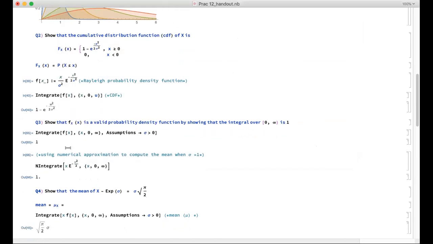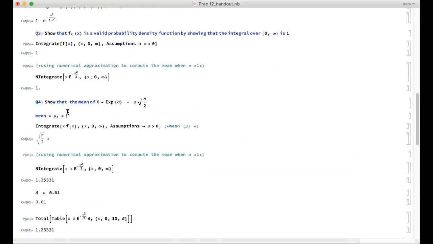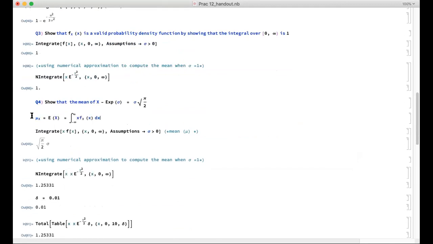Okay. This is what we did last week. So to get the mean of x, which is also called the expected value of x, you would multiply x by the PDF again, and then compute the integration. In this case, your bound is from 0 to infinity. Okay, how would you do that?